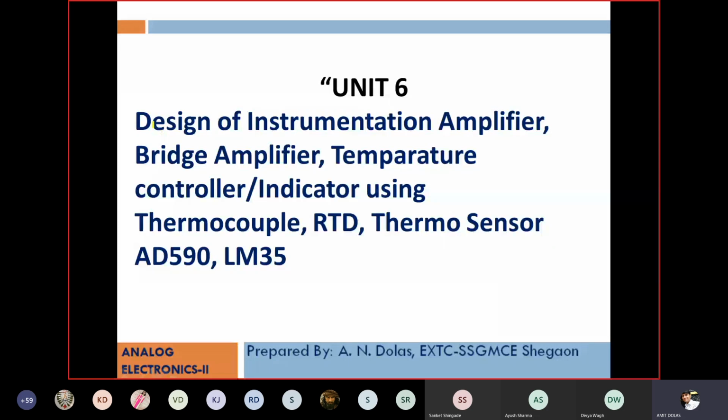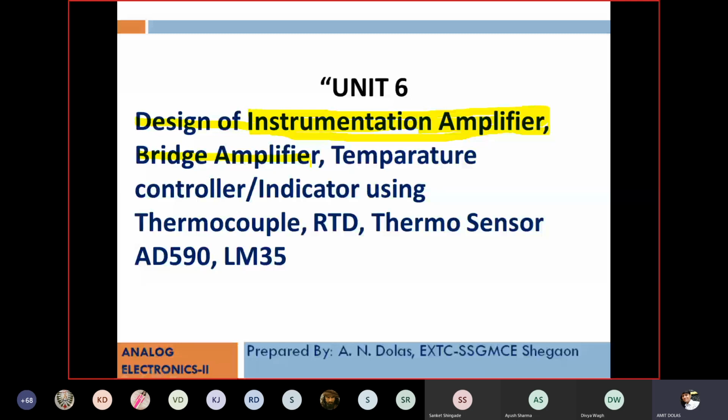So here the points of unit number 6 is design of instrumentation amplifier. Instrumentation amplifier was there in analog electronics 1. Still we will revise this topic, the analysis of instrumentation amplifier. Then the bridge amplifier, then the temperature controller or indicator circuit using thermocouple, RTD, thermosensors like AD590 and LM35.